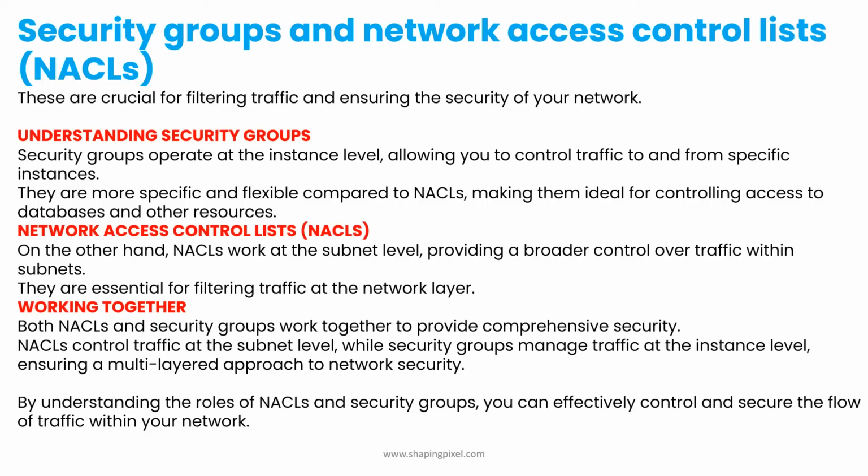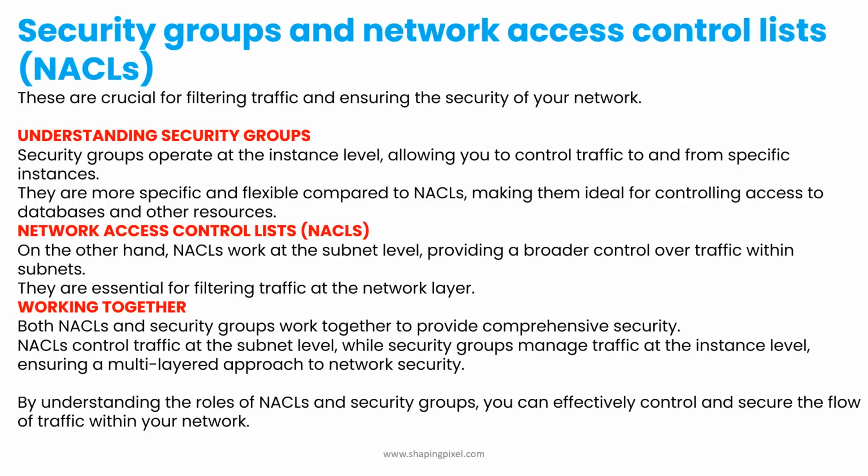Security groups and network access control lists, NACLs, are crucial for filtering traffic and ensuring the security of your network. Security groups operate at the instance level, allowing you to control traffic to and from specific instances. They are more specific and flexible compared to NACLs, making them ideal for controlling access to databases and other resources. On the other hand, NACLs work at the subnet level, providing broader control over traffic within the subnets. They are essential for filtering traffic at the network layer.